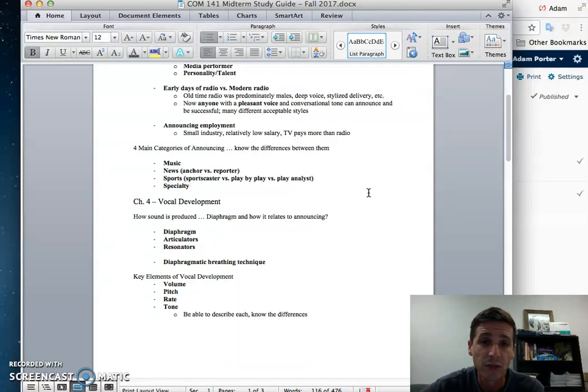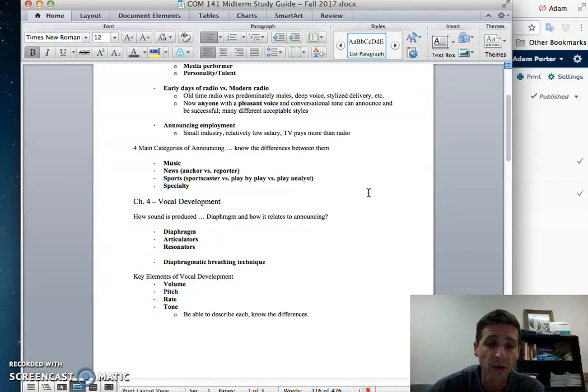The second category of announcing is news. We broke that down into two subcategories, anchors and reporters. So basically what I want you guys to know here is that anchors are the lead on-air talent. That's how we define an anchor in news announcing, the lead on-air talent. While the reporters gather, write, and sometimes read and deliver news, okay? But that's the difference. Anchors lead on-air talent, reporters gather, read, write the news.